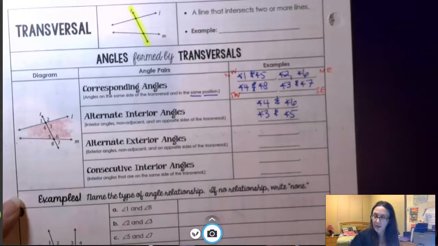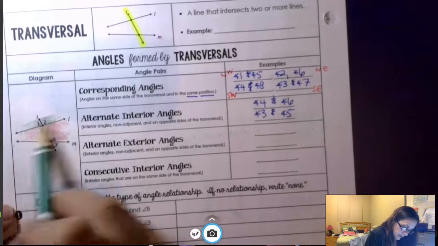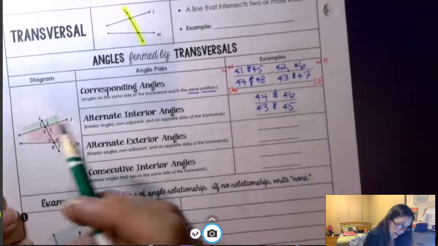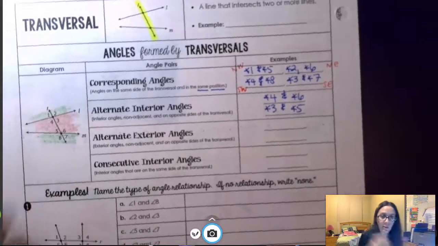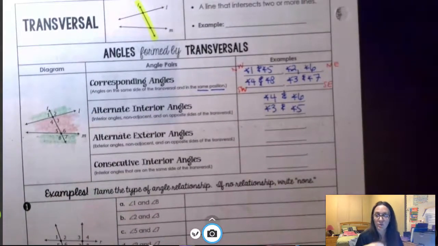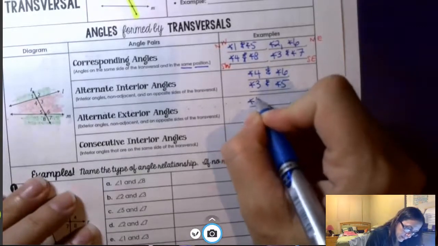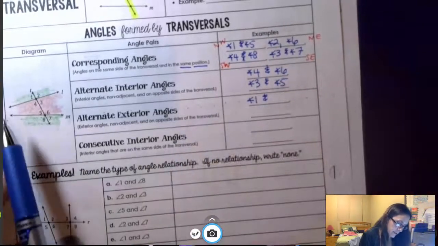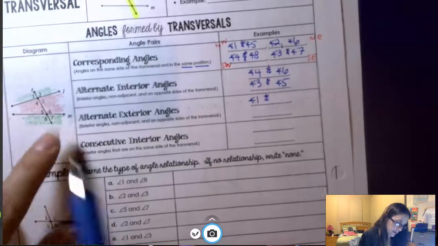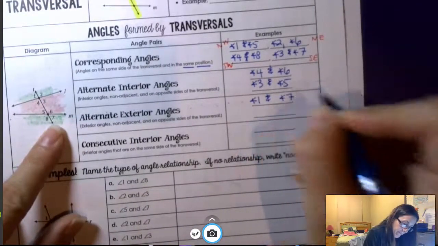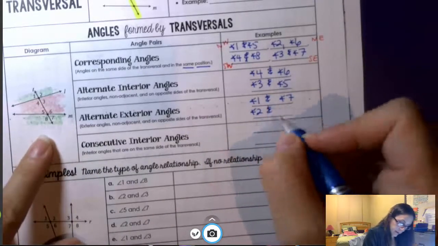Now alternate exterior are the ones that are on the outsides. Outside angles are going to be 1 and 2, which are a linear pair already, and 8 and 7. I don't care about the linear pairness of them. I want to know the relationship from the bottom and the top. So here, if I pick angle 1, what angle is on the alternate outside? Alternate of the transversal outside will be angle 7. And then if I pick angle 2, alternate outside is going to be angle 8.